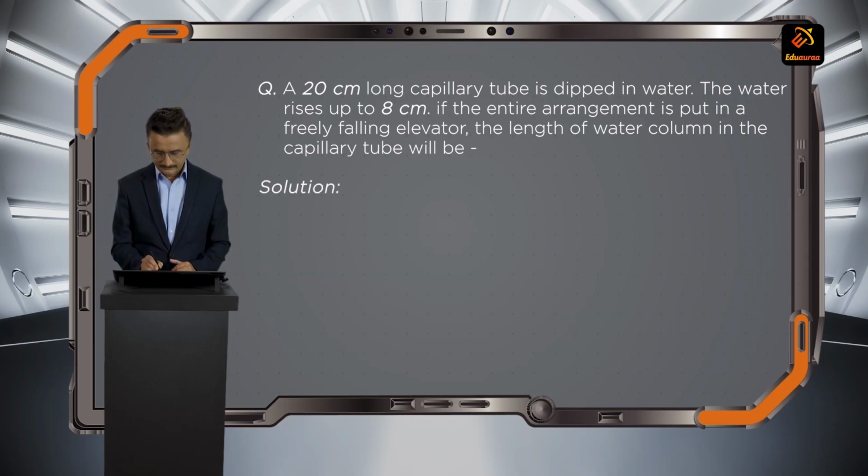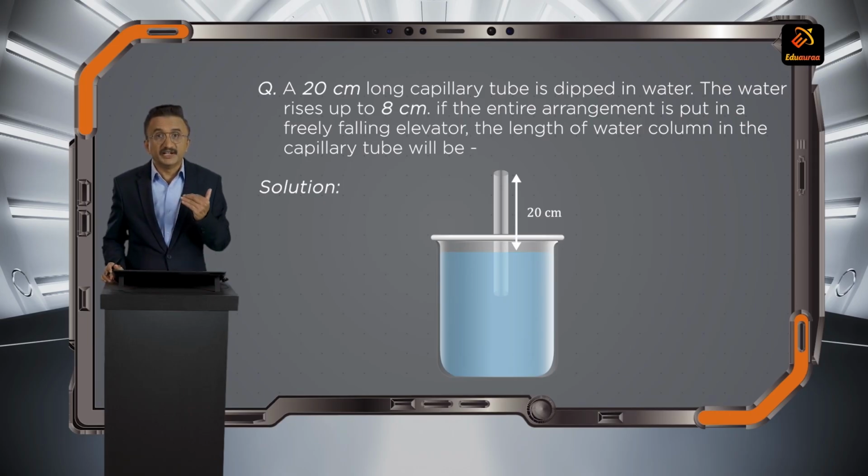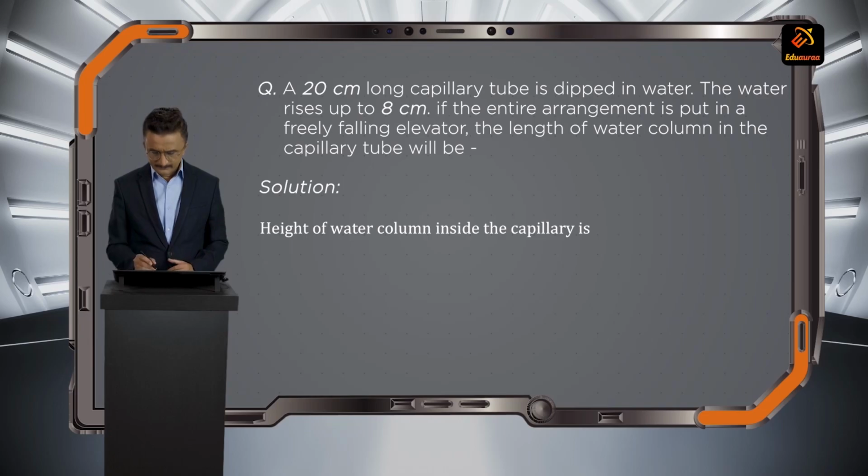So here we have a beaker consisting of water, and the length of the capillary is 20 centimeter outside the water. Now initially the level of water in this capillary is up to 8 centimeter. Now this entire arrangement is kept in the elevator which is freely falling. Clear? So what about the length of the water column? So it is a formula.